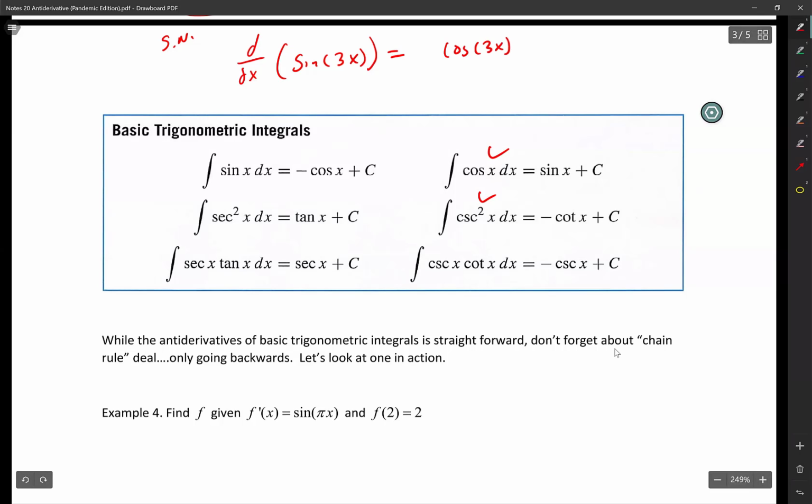Cosine 3x times 3, correct? So if I want to go backwards, look, the antiderivative of 3 cosine 3x is just sine 3x. Notice, make an observation. So what if I delete this 3 here and I want to go backwards?